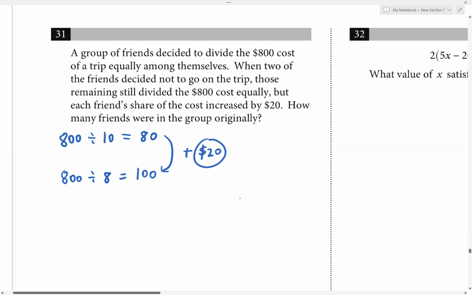Yep. So then to answer the question here, it says how many friends were in the group originally. So originally we said we have 10 people. Okay, and that will be our final answer for number 31.